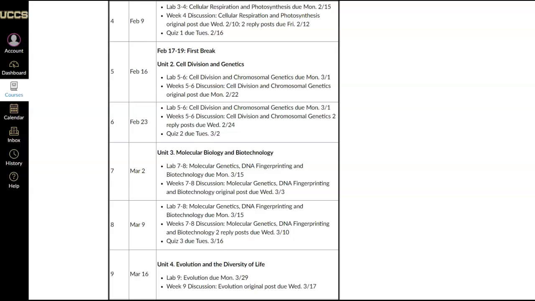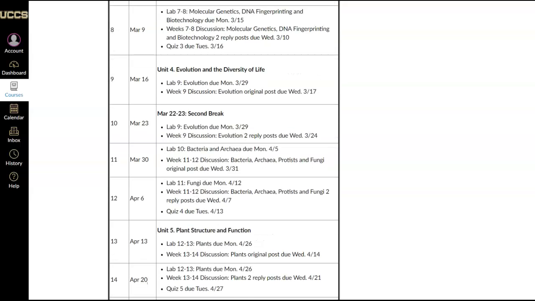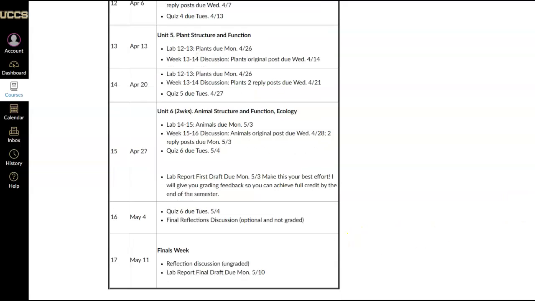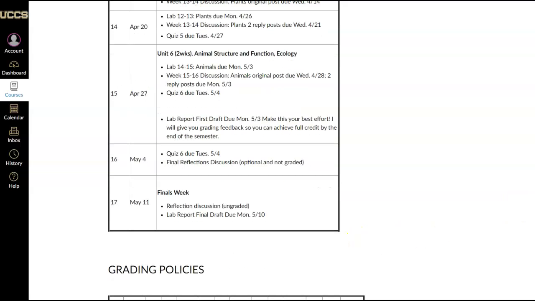And now you'll see that sometimes you'll have 2 weeks to complete a lab depending on its level of complexity, sometimes 1 week. And the lab order follows the lecture outline as closely as possible. And then, as you can see, the labs are due on Mondays, and then the periodic quizzes per unit are due on Tuesdays.